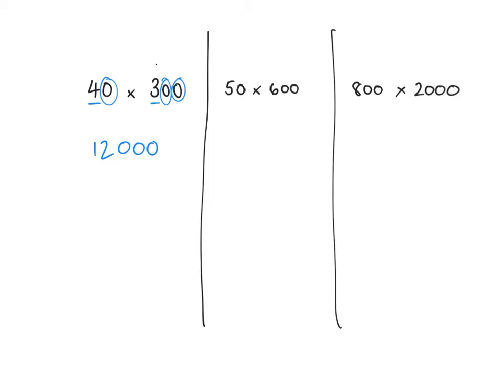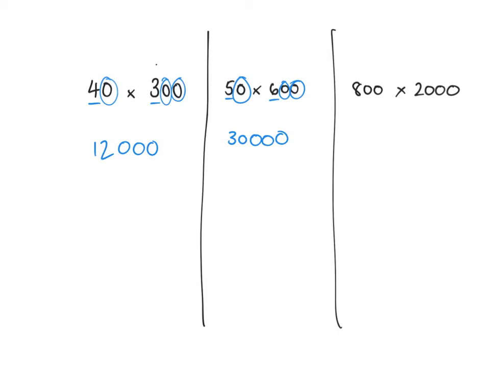You pause the video now and have a go at this second question, 50 times 600. Okay, let's see if you got it right. 5 times 6 is 30. I've ignored 1, 2, 3 zeros. Put those 3 zeros on the end. 30,000. Did you get that one right?